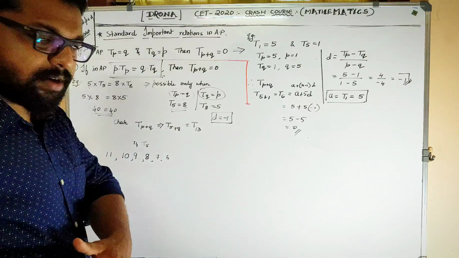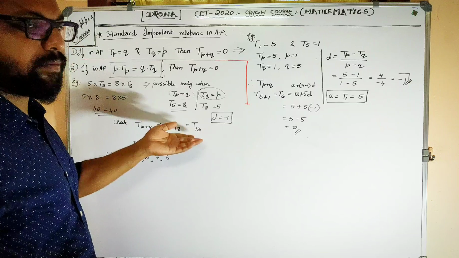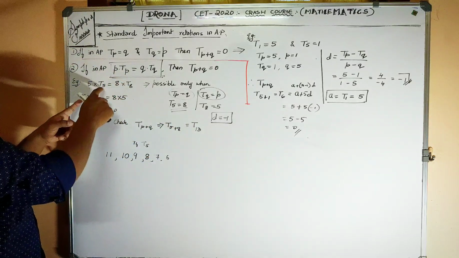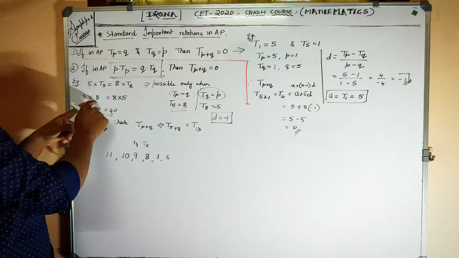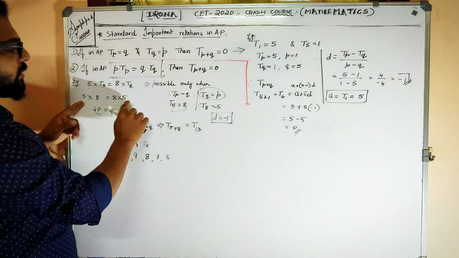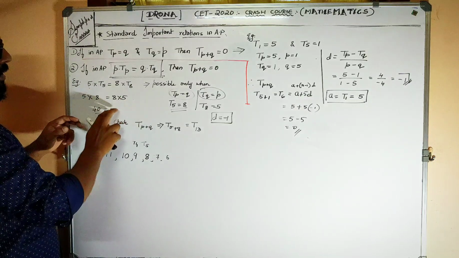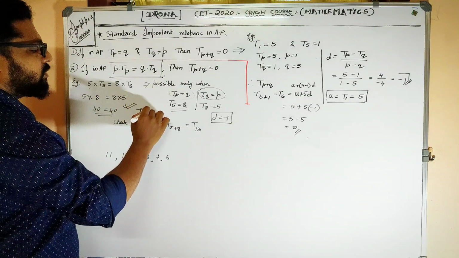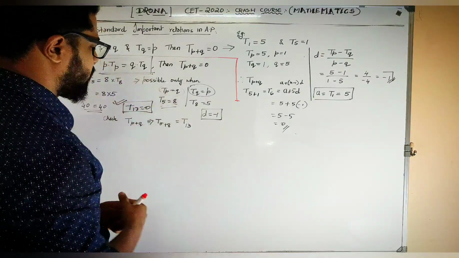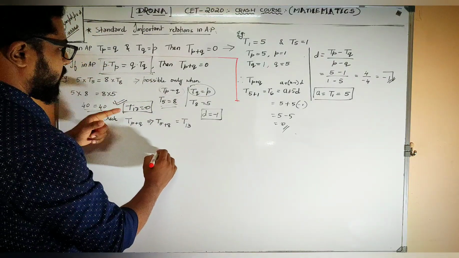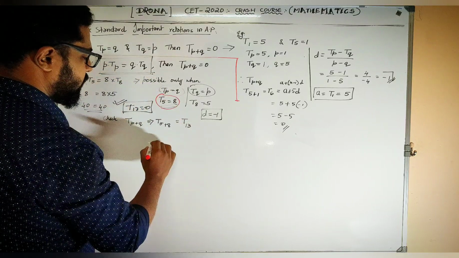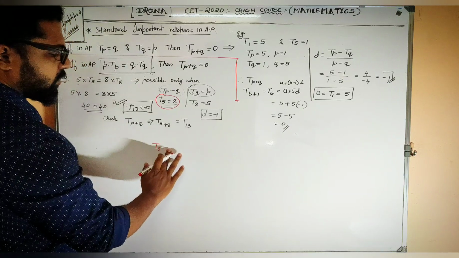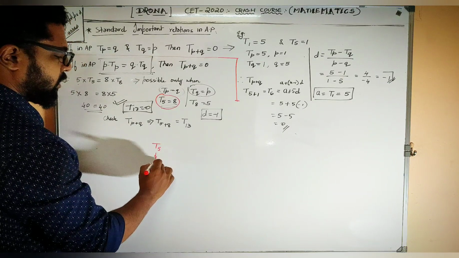In the exam, you will always know that the 13th term is 0 because this condition is satisfied already. You can check whether it is satisfied or not. 5 into T5, T5 is 8, so 5 into 8, and 8 into T8, T8 is 5. So this is also 40 and this is also 40. Since the condition is satisfied, I can directly tell what will happen to the 13th term. We already know by the given condition that the fifth term is equal to 8. Okay, so I'll make use of this condition.